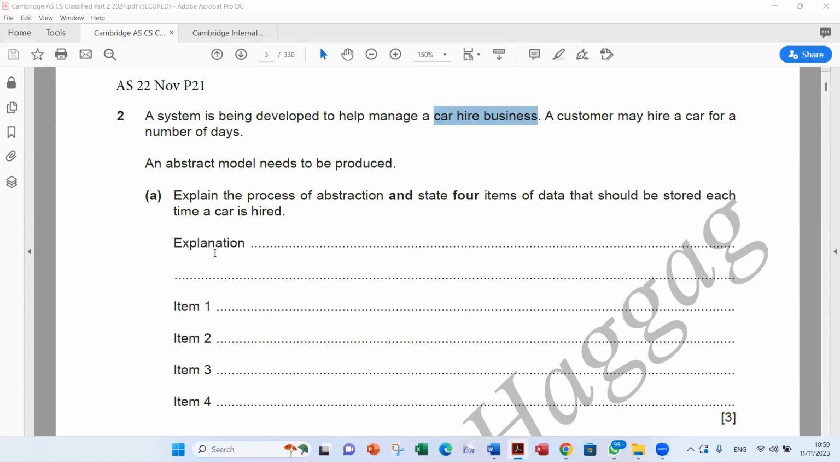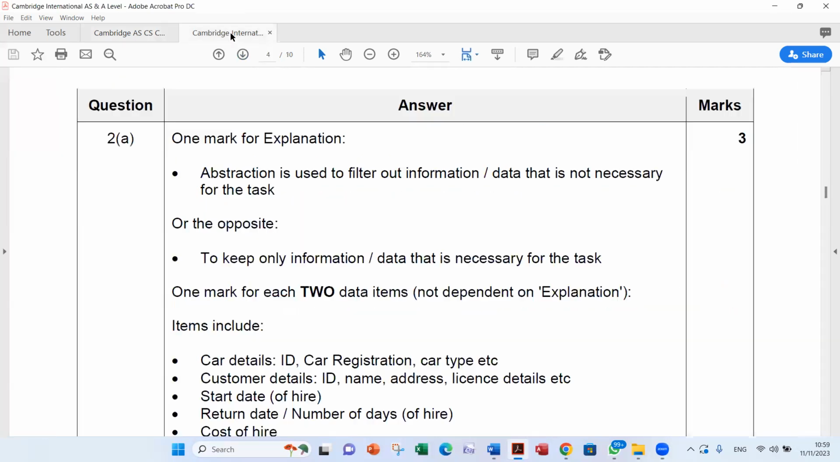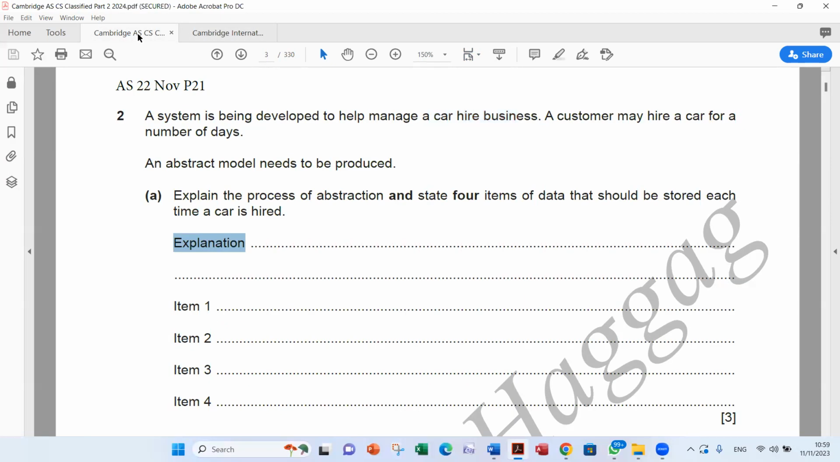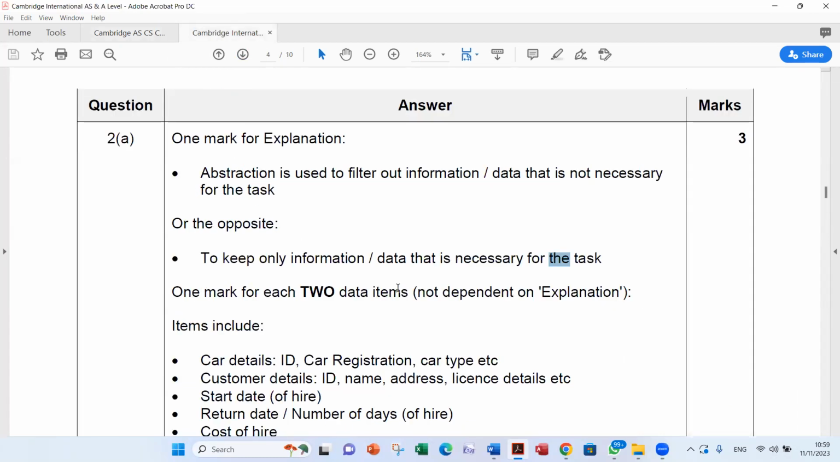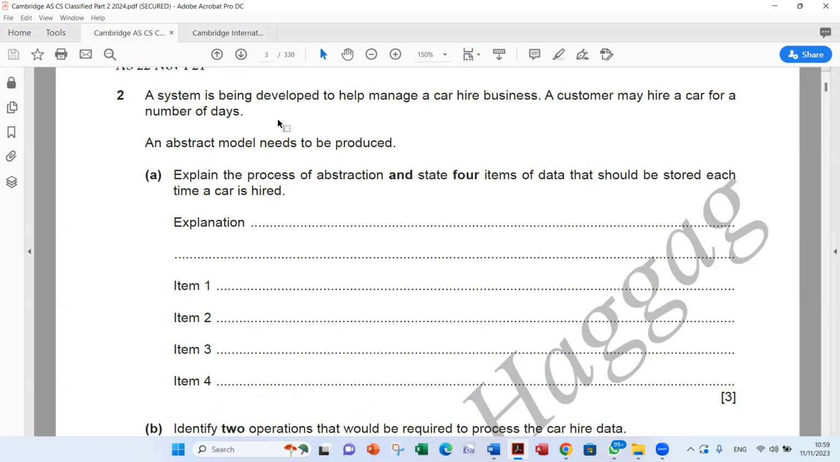Okay, first let us read from the mark scheme the explanation written for the process of abstraction. Abstraction is used to filter out information that is not necessary for the task. Or you can say the opposite, to only keep information and data that is necessary for the task. This is the mark scheme, guys. Okay, and there is 1 mark for the explanation.